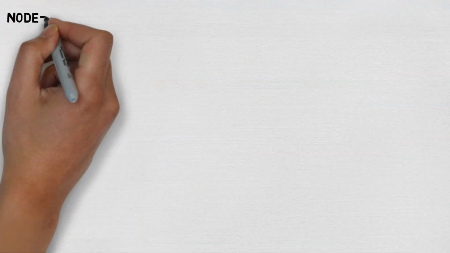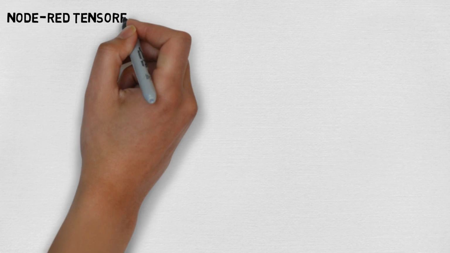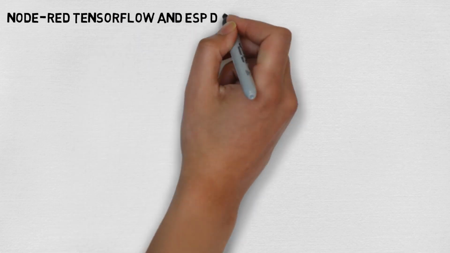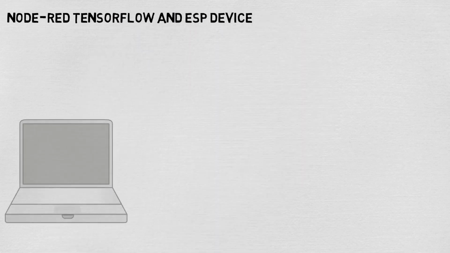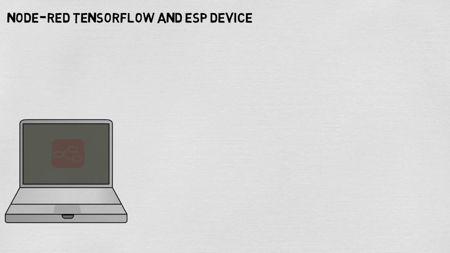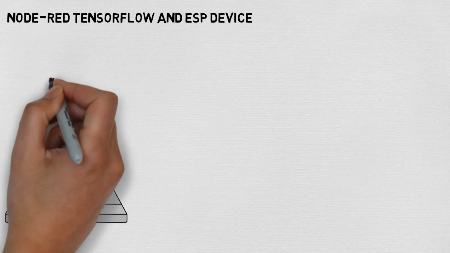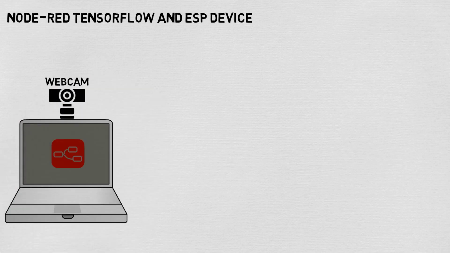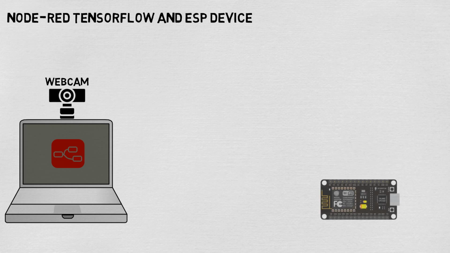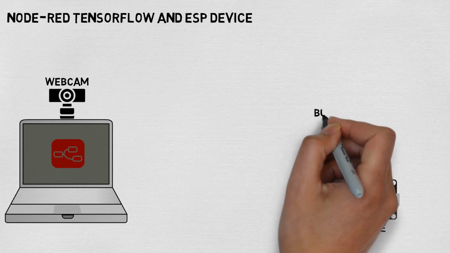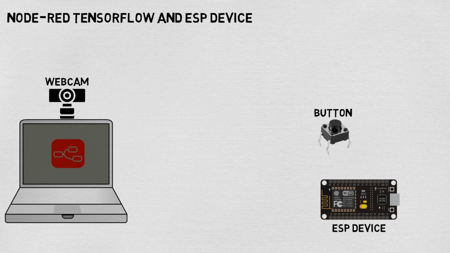In the next experiment, we will add an ESP device to display the results on the LED matrix. Here's the concept. We have a laptop with Node-RED dashboard, and a webcam connected. Then, we have ESP device with a button as trigger, and connect to a dot matrix to display recognition result.